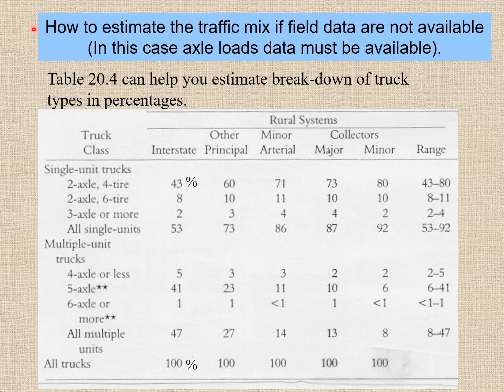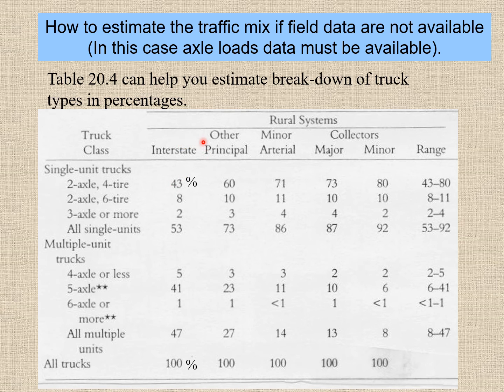How to estimate the traffic mix if field data are not available? In this case, axle load data must be available. Table 20.4 can help you estimate the breakdown of truck types in percentages. You can see here we are having the different categories for single unit trucks: 2-axle 4-tire, 2-axle 6-tire, 3-axle or more, and here all single units. And then the multiple unit trucks: 4-axle or less, 5-axle, 6-axle or more, and all multiple units. And then there is a row for all trucks.